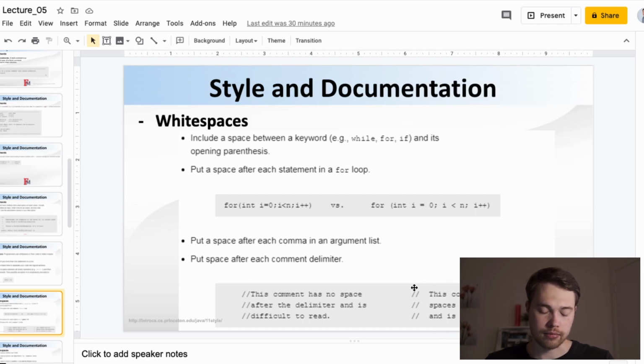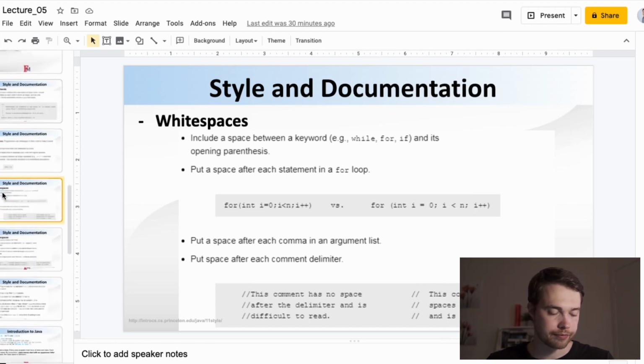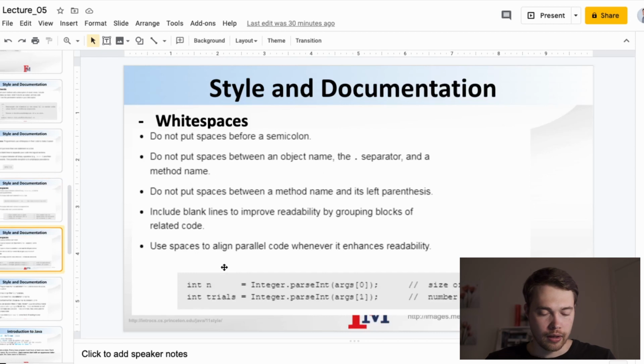Space, slash, and then space, versus this. Same thing if you create a lot of variables: int n is equal to 5, int trials is equal to something else. Make them vertically aligned.